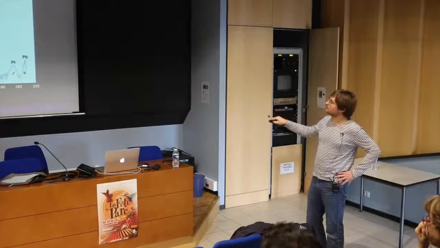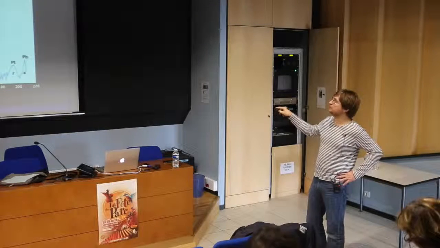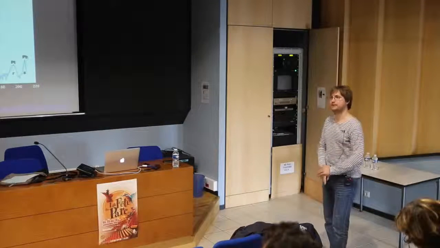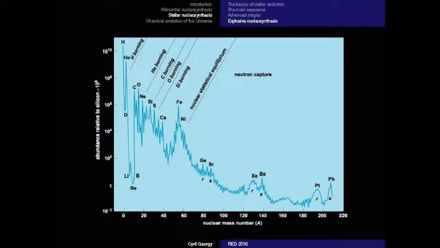And then all the other elements that are heavier than the iron peak come from neutron captures at different places inside stars at different stages of their life, in the slow version or in the rapid version, but it is the only way to produce these kinds of elements.